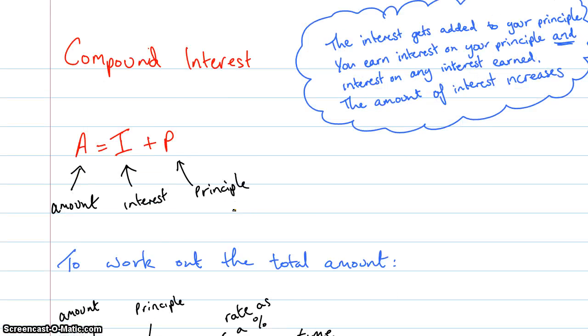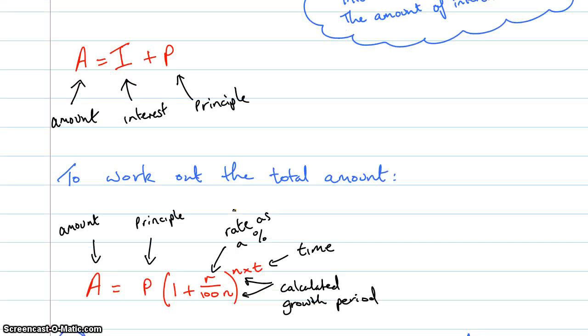To work out the compound interest, we actually need to use this formula here. It looks a bit complicated, but it's not too bad. So A is the total amount. It's different from simple interest, because in simple interest you had I equals PRT over 100, and that just told you the interest. Whereas in this case, we're actually going to get told the total amount. If you want to know the interest, you have to put it back up into this formula and do some special things up here.